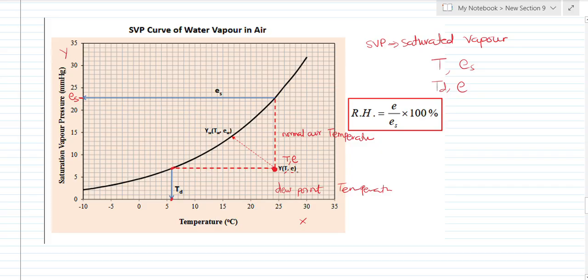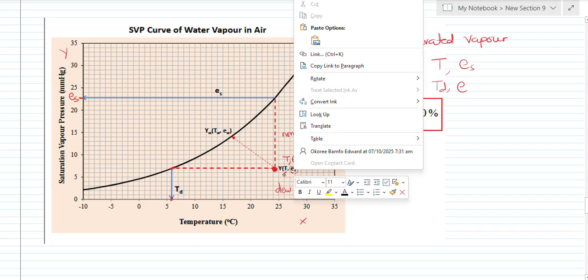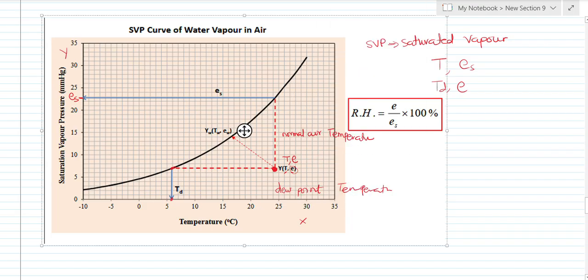The unsaturated vapor pressure, which is this E, when I trace it to the SVP curve, the corresponding temperature that I'll get is my what? My dew point temperature. But when I trace the normal temperature to touch the SVP curve, I'll get what? My saturated vapor pressure. So when you're going to solve a question, it is two things.